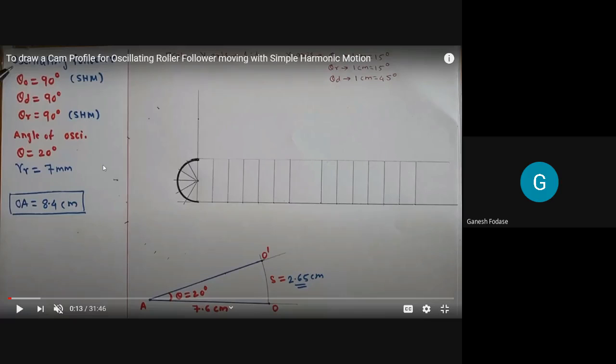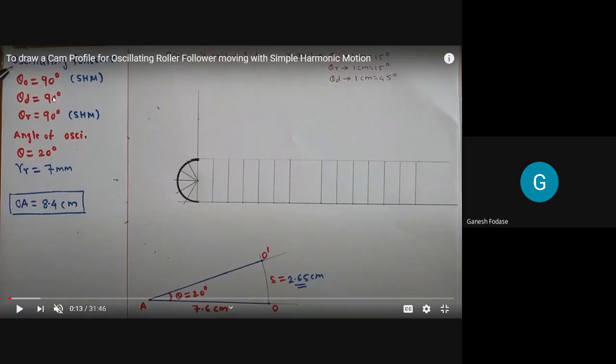Okay. Now see what's new in this case. Most of you know how to draw the displacement diagram and the cam profile when the motion is SHM during rise and during return. That is already discussed with you, so it is not new. But when the follower is an oscillating follower, what changes in the displacement diagram or in the cam profile drawing? That we will discuss today.